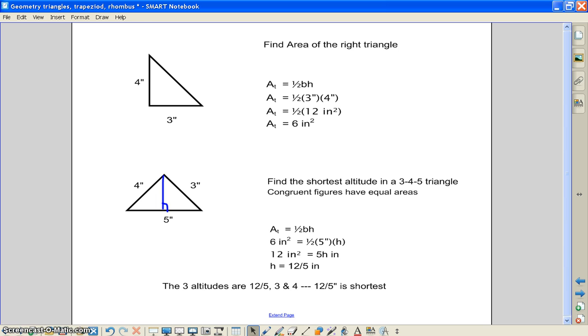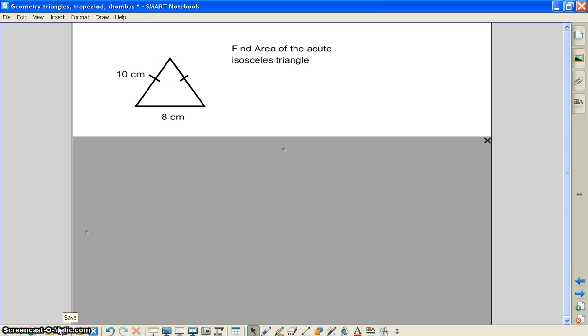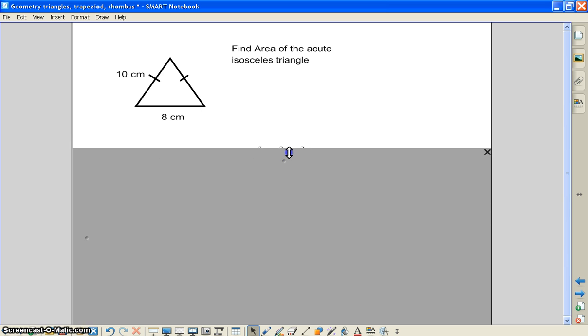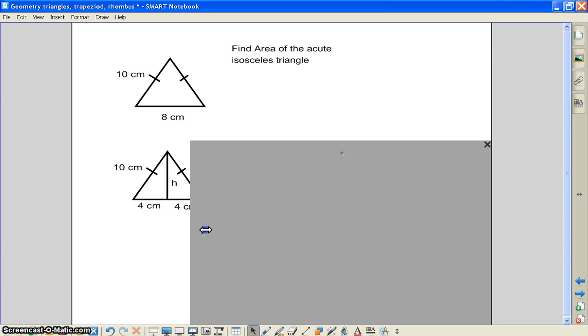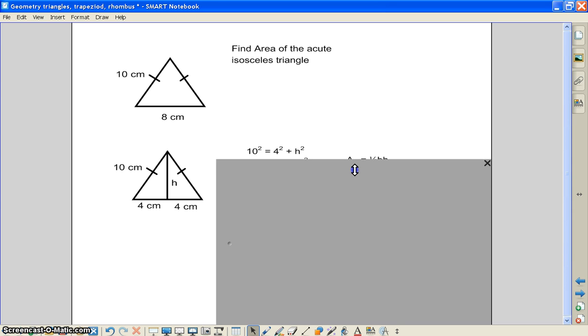A very simple formula. If we move to a new problem, find the area of the acute isosceles triangle. It has two legs of 10 and a base of 8. If you want to try this yourself, just pause it and do the work. The first thing we have to know here is that none of these legs are perpendicular to one another. So we first have to realize that when we drop the altitude here, it's going to bisect the base, since I called this an isosceles triangle.